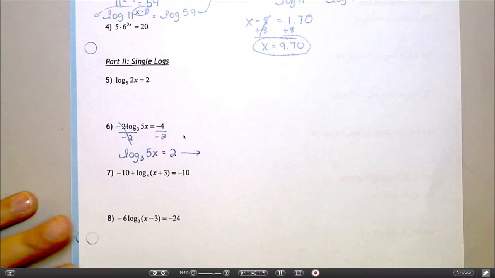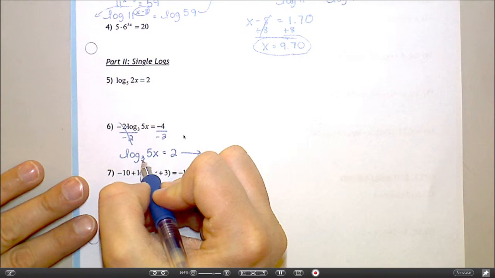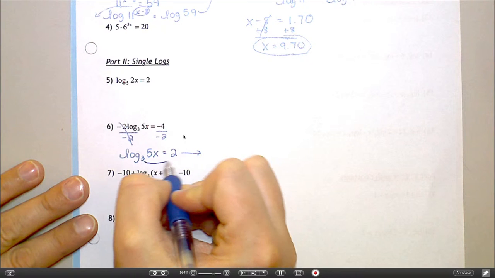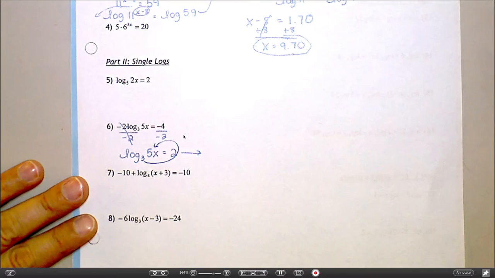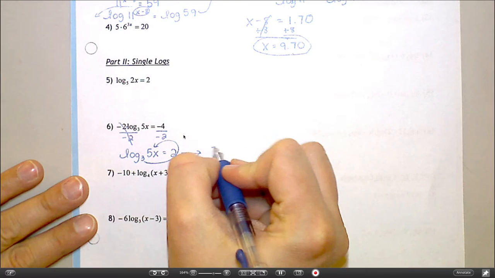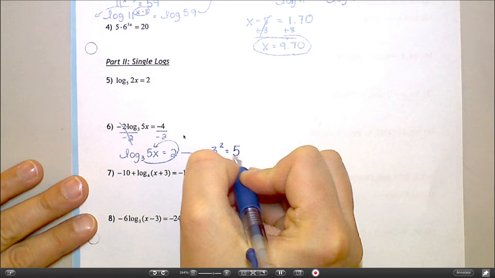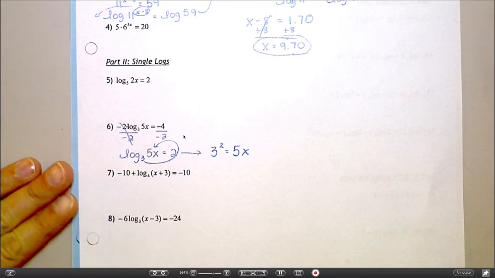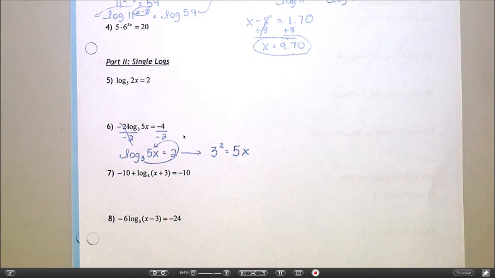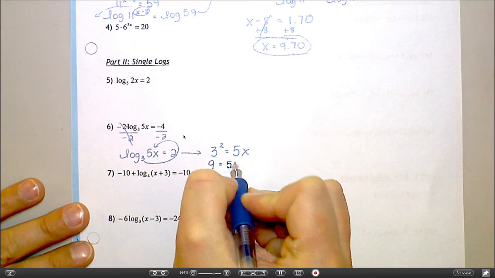You know how we do the circle method, like 3 to the power of 2 equals 5x? Does that sound familiar? So I would rewrite this as 3 squared equals 5x. Is that coming back to you okay? They're writing it as an exponent instead of a log. And then 3 squared is 9, so now I have 9 equals 5x.